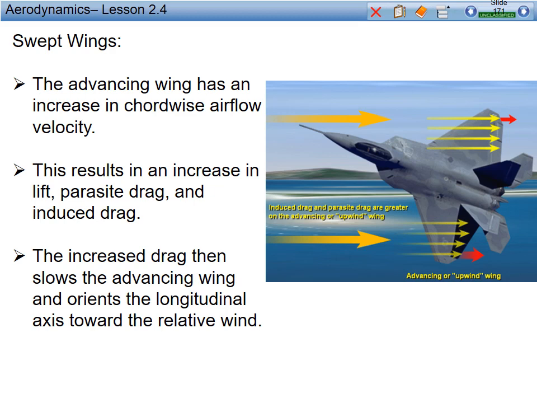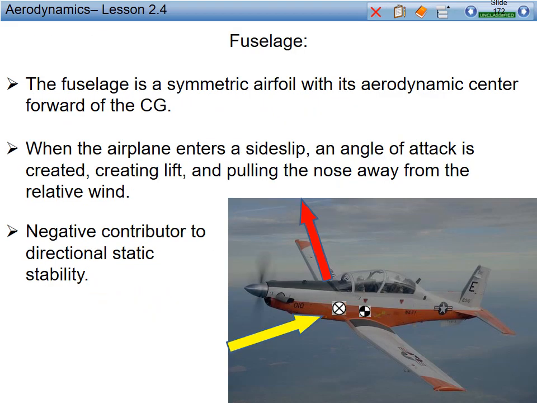Conversely, the other wing will have more spanwise flow, less lift, less drag, causing that wing to want to advance into that new relative wind. The fuselage is a symmetric airfoil with its aerodynamic center forward of the center of gravity. When the airplane enters a side slip, an angle of attack is created, creating lift, and pulling the nose away from the relative wind. Thusly, the fuselage is a negative contributor to directional static stability.